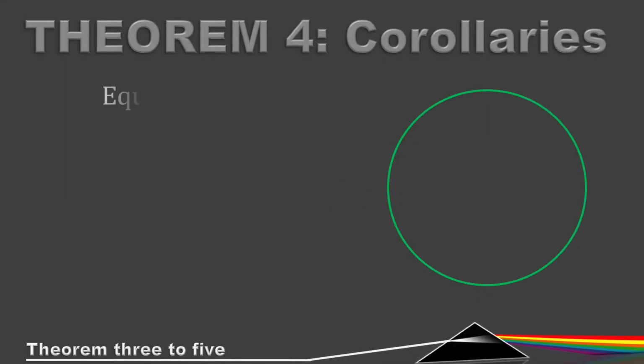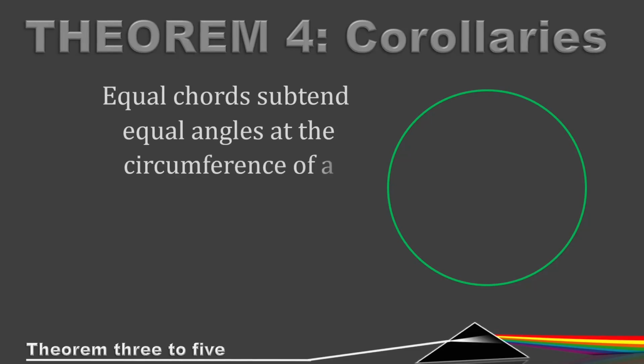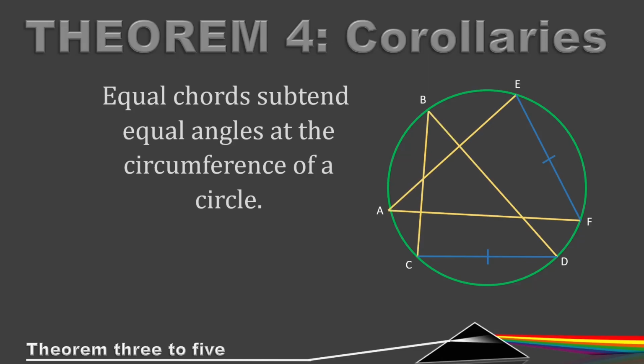Okay. Now corollaries: equal chords subtend equal angles at the circumference of the circle. So if I have two chords any place on the circle, but they must be equal to each other, then whatever angle they subtend, those two angles will always be equal. Okay, so when the chords are equal and they subtend different angles, those two angles will also be equal. And you can use the reason: equal chords subtend equal angles.